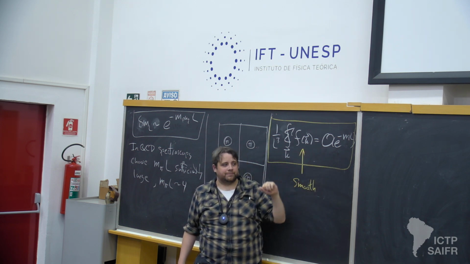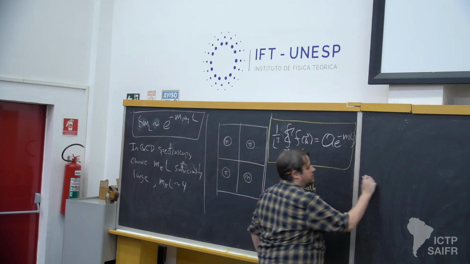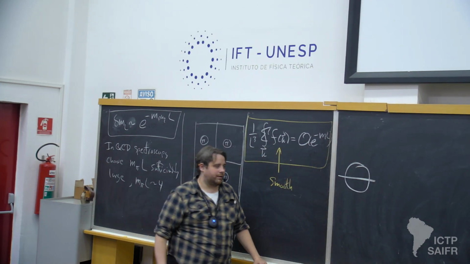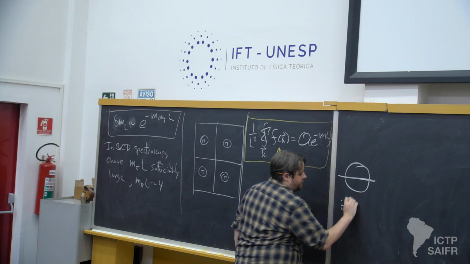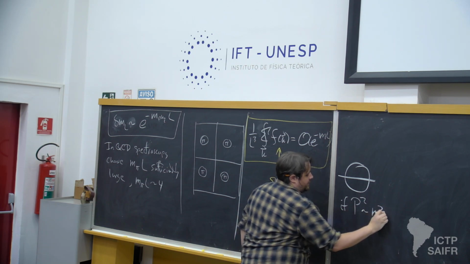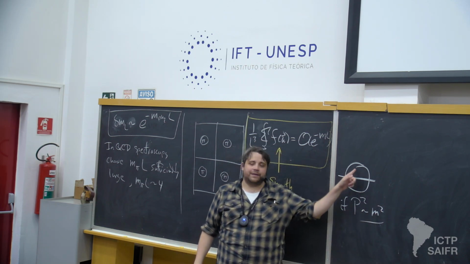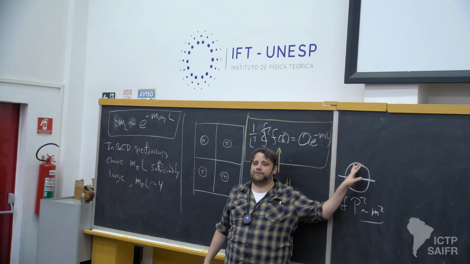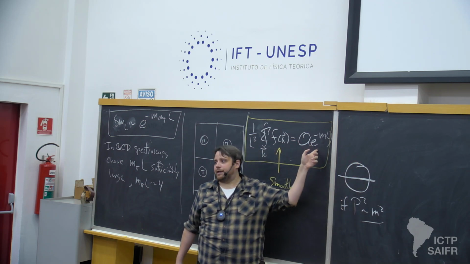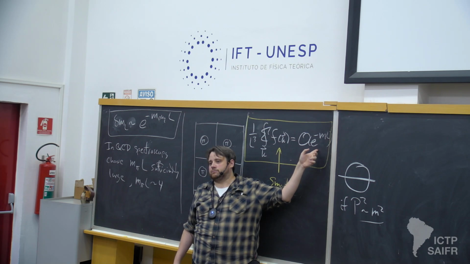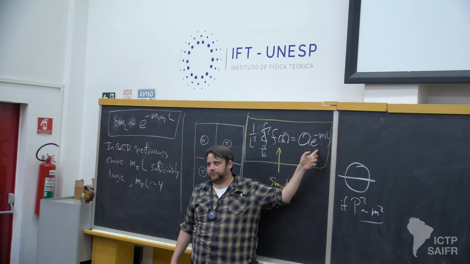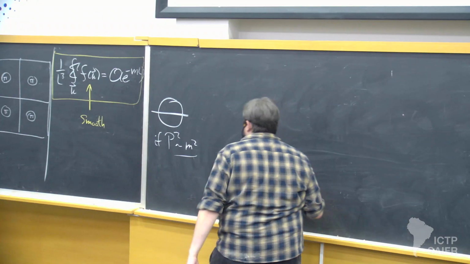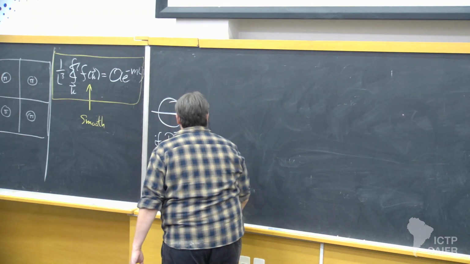Other diagrams you can consider, like this one for the propagator: if p squared is the mass squared of the problem, then these three particles can't go on their mass shell, which means the correction they give is going to be order exponential to minus mL. Okay?